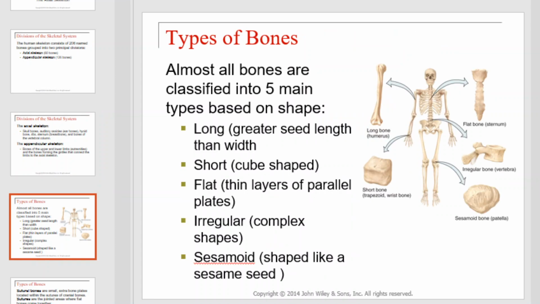Types of bones. Almost all bones are classified into 5 main types based on their shape. We have long bones, which are bones that are greater in length than width. We have short bones, which are cube-shaped, flat bones, which are thin and made up of parallel plates, irregular bones, which have complex shapes, and sesamoid bones, which are shaped like a sesame seed.